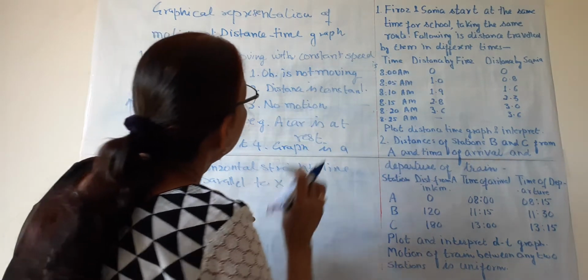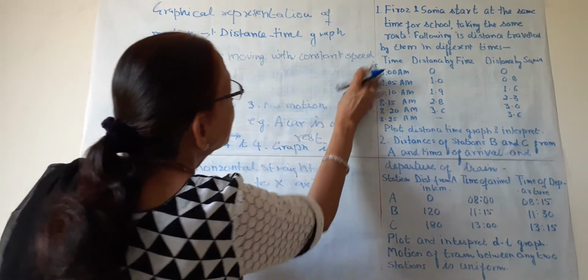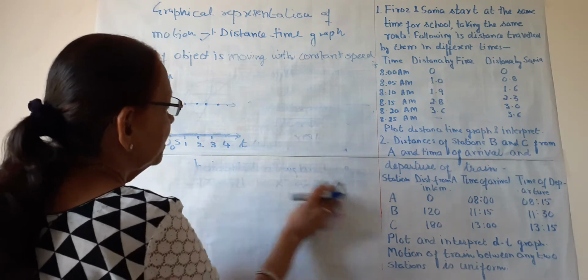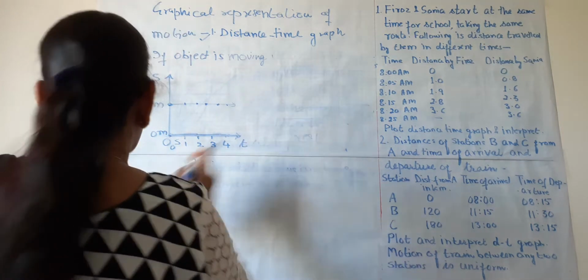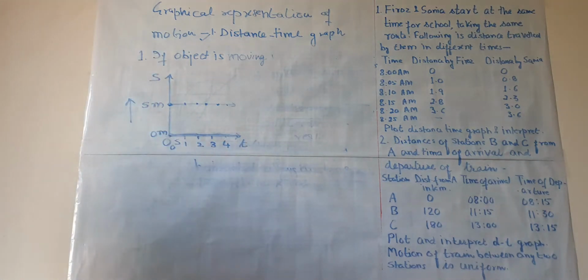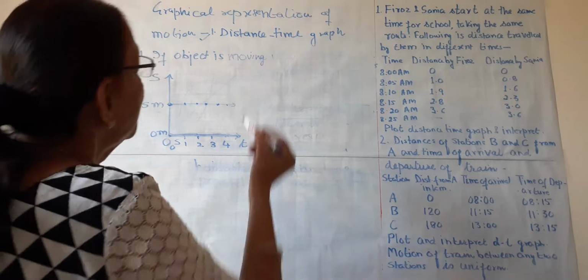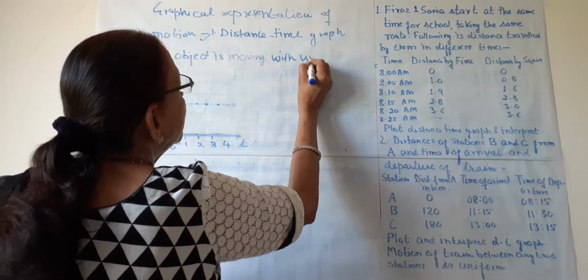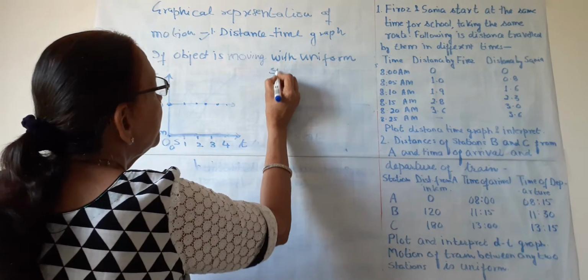What do we mean by constant speed? Constant speed means, or we can say uniform speed. You write here, instead of constant speed, when the object is moving with uniform speed.